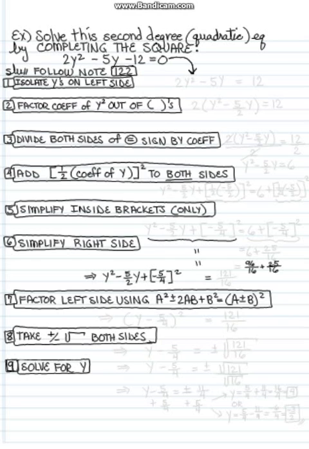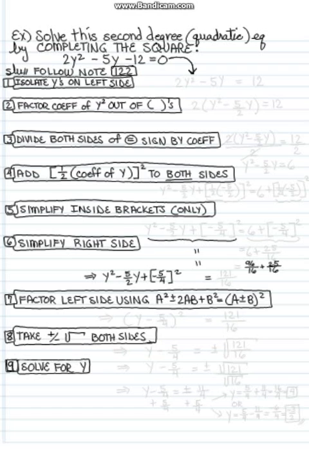7, factor the left side using the formula a squared plus or minus 2ab plus b squared equals parenthesis a plus or minus b to the second power. Step 8, we'll get rid of the second power by taking plus or minus the square root of both sides. And then step 9, we'll solve for y, and we'll be finished. So we're going to apply all these steps to the given second degree equation. 2y squared minus 5y minus 12 equals 0.